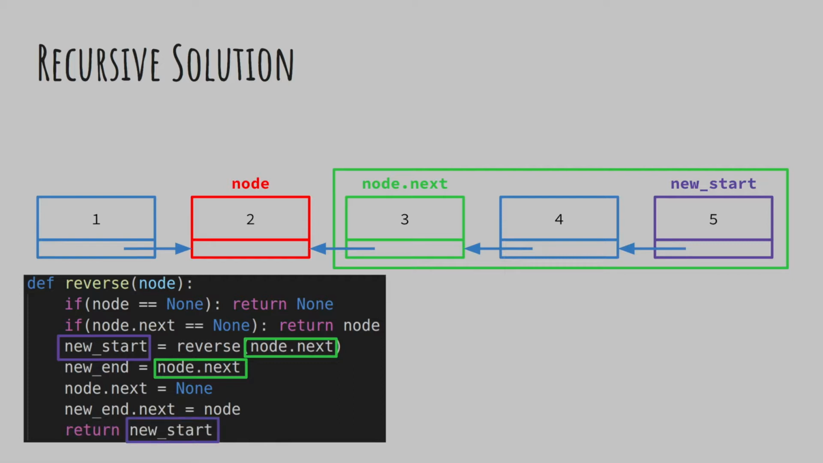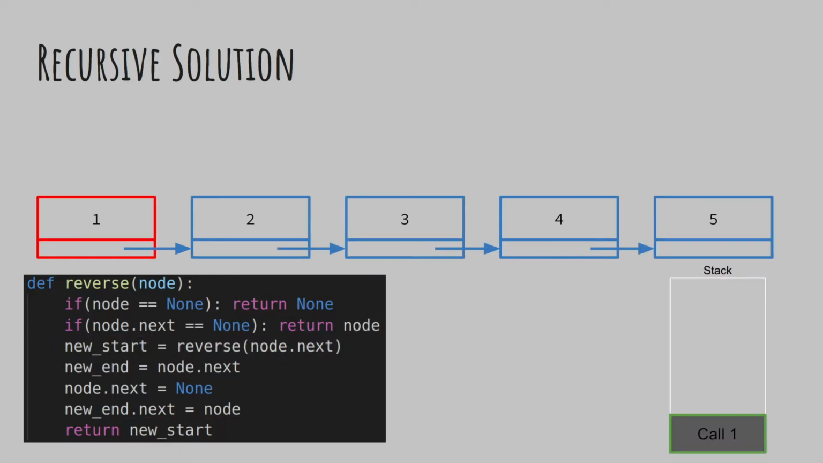And then at the end of the function, our function will return new start. So it will return the starting point of the reversed linked list. So now we have reversed the linked list starting at node, which is the node with value 2, and ending at the node with value 5, and we will return the new starting point, which is the node with value 5.